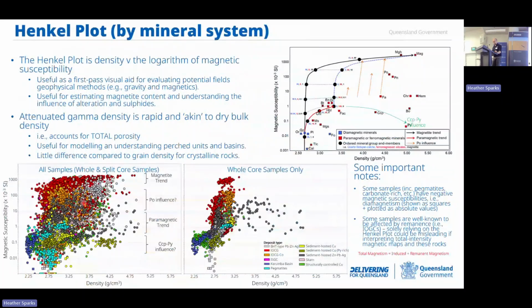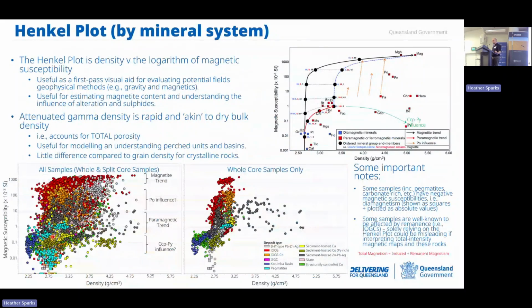And they're coloured up by mineral systems. So we've got some IOCG systems plotted here in the red and orange. And as you can see, they very closely follow the magnetite trend, as you'd expect with an abundance of magnetite in most of those systems. While your sediment hosted and metamorphic systems follow the paramagnetic trend, and they're in the yellow and the brownish colours in there.